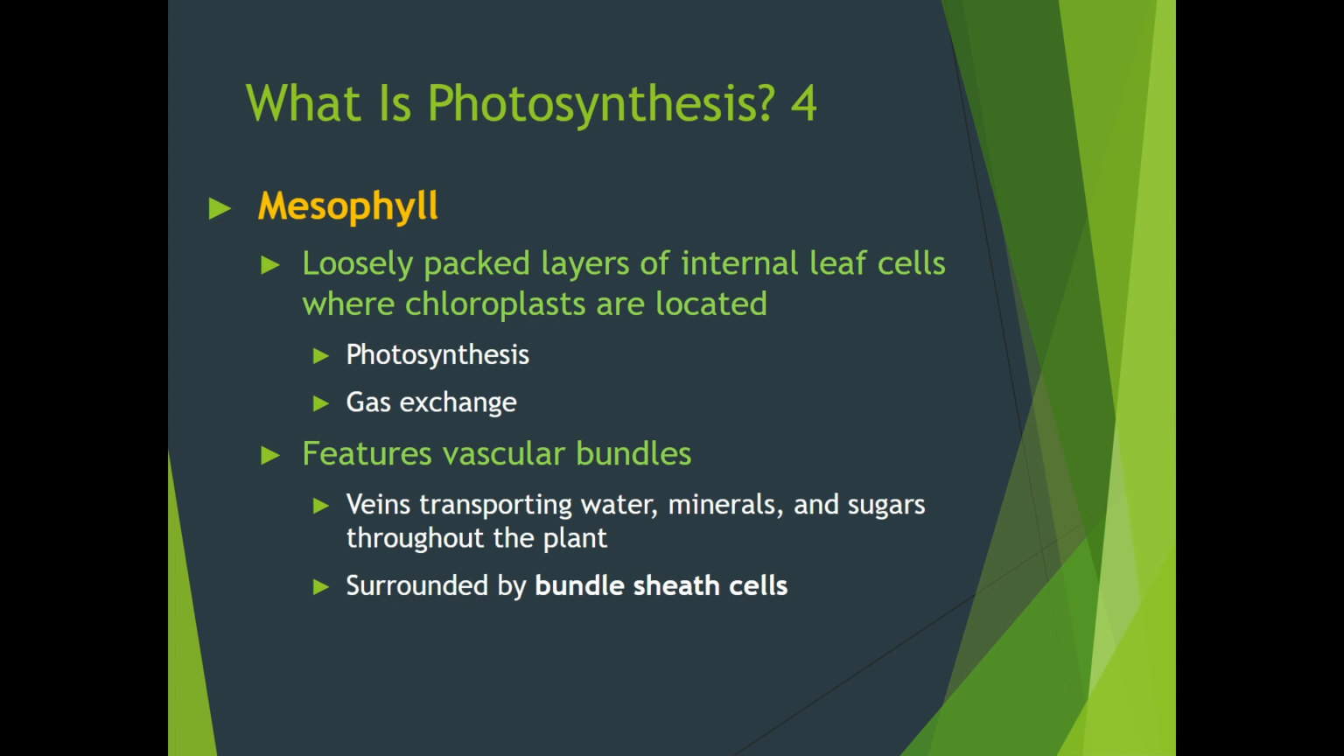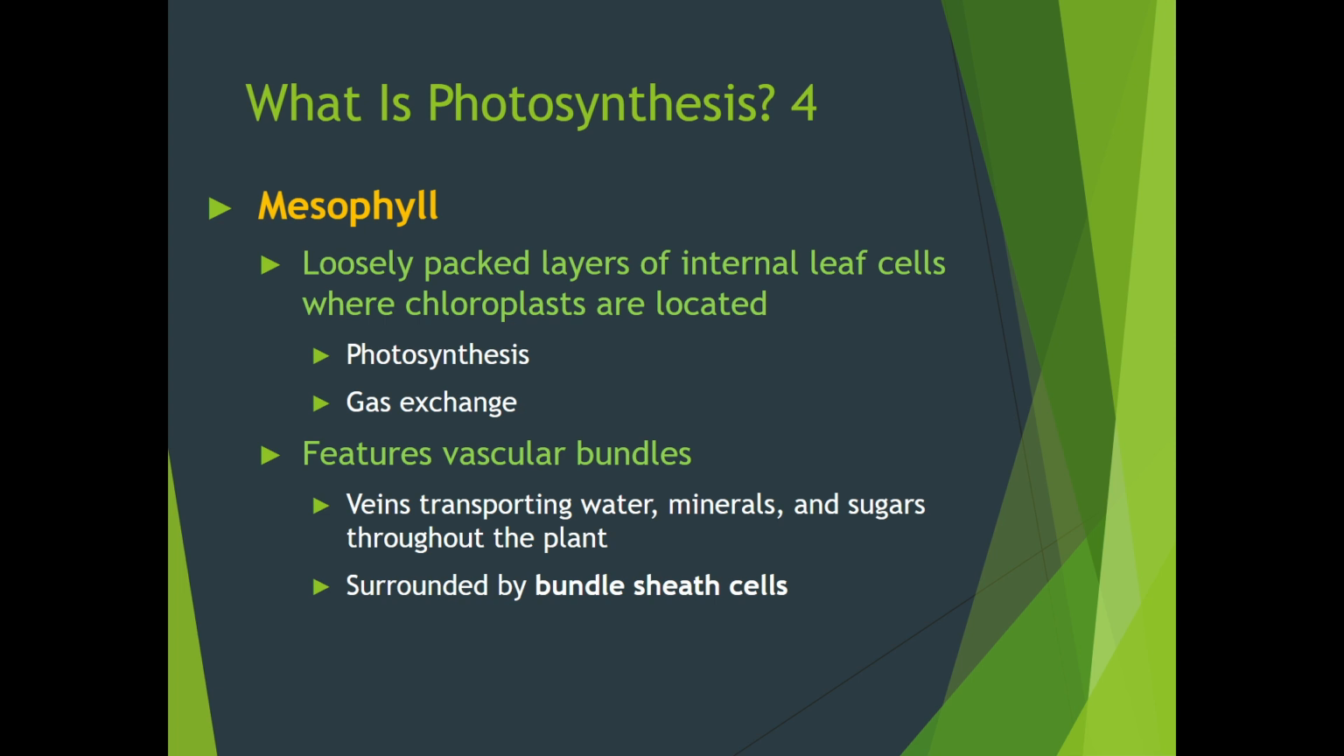And these cells are responsible for photosynthesis, especially the upper ones near the upper epidermis. So they're loosely packed layers of internal leaf cells where chloroplasts are located. So photosynthesis can take place here. Other areas near the lower epidermis and the spongy mesophyll cells are locations for gas exchange.